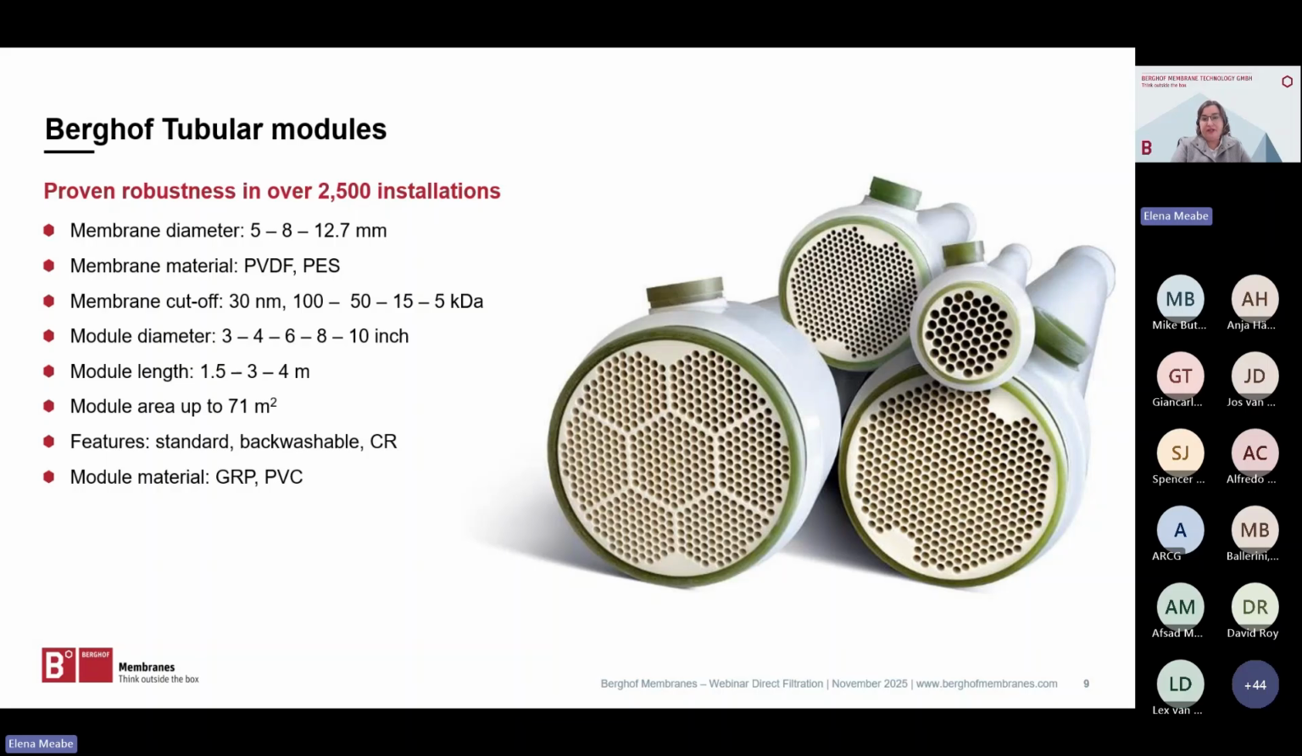And for the housing, we also provide various materials and dimensions to suit different applications and capacities, and to select the optimum design for each specific project.